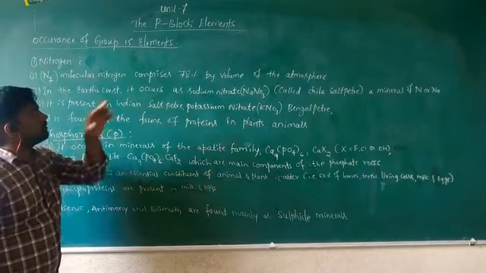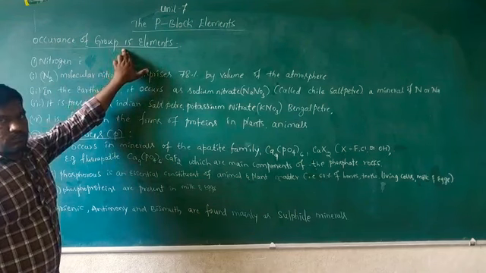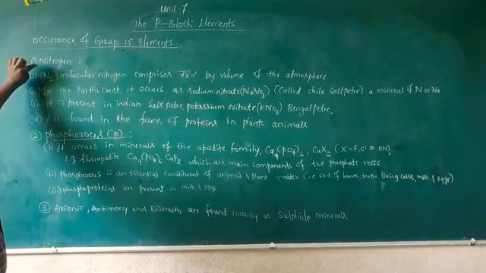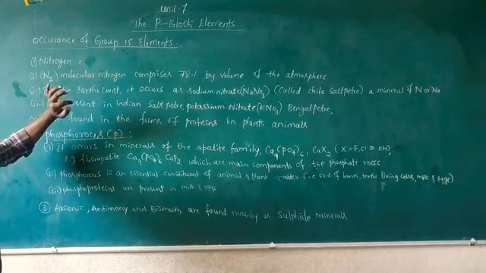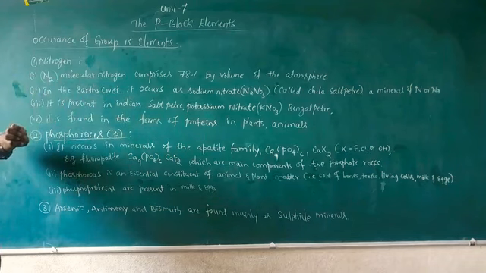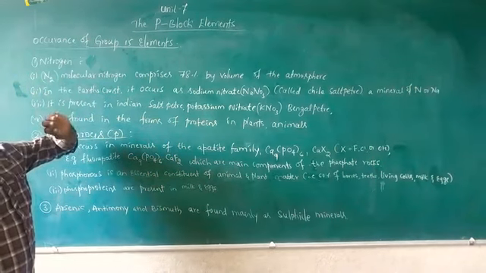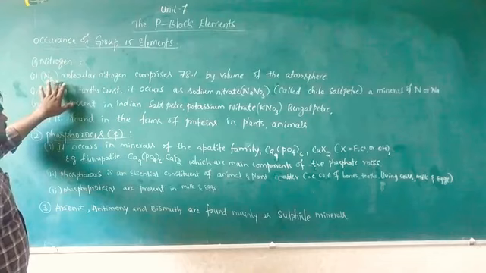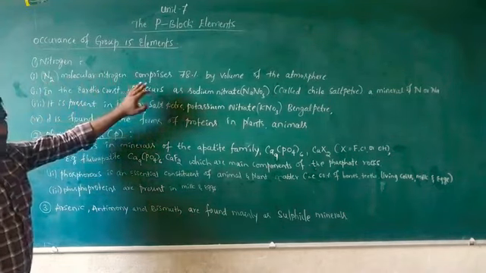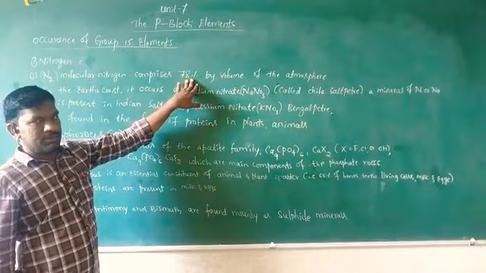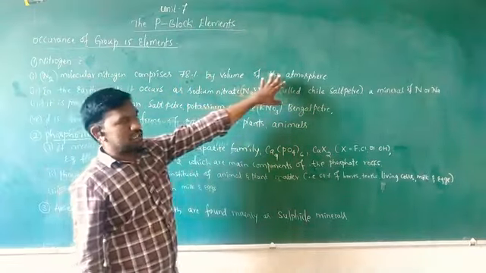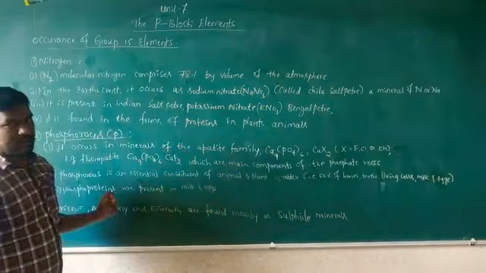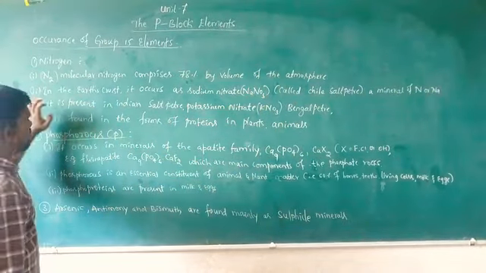Occurrence of group 15 elements. Availability. Nitrogen: nitrogen occurs as a diatomic molecule, N2. All the gases are available in nature as diatomic molecules. Molecular nitrogen, N2, comprises 78% by volume of the atmosphere. 78% is the highest in the atmosphere.